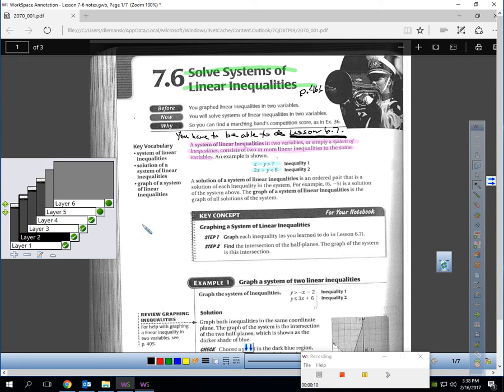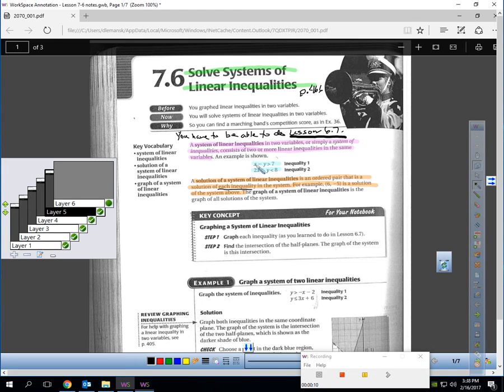You have two inequalities. A solution of a system of inequalities is an ordered pair that is a solution to each inequality in the system. So remember, for something to be a solution, it has to satisfy every inequality or every equation in your system. For example, (6, -5) would be a solution of the system above.